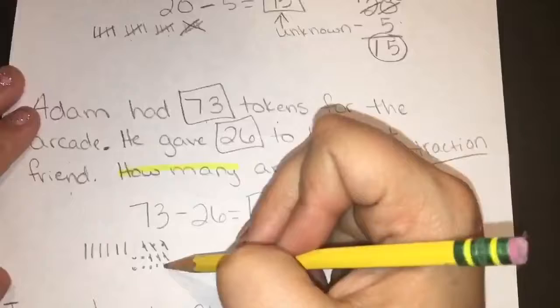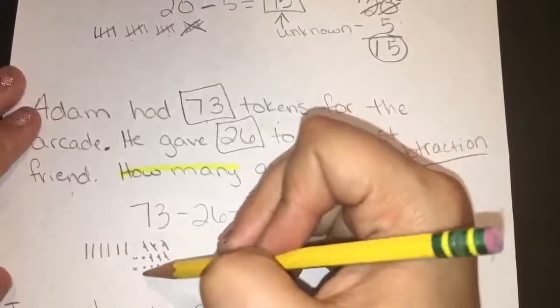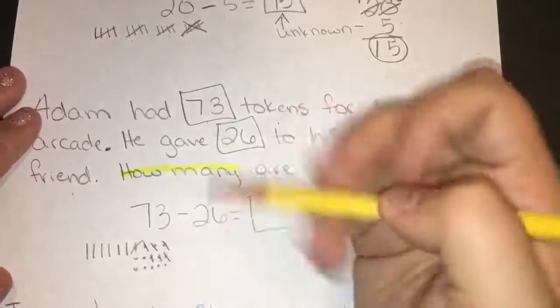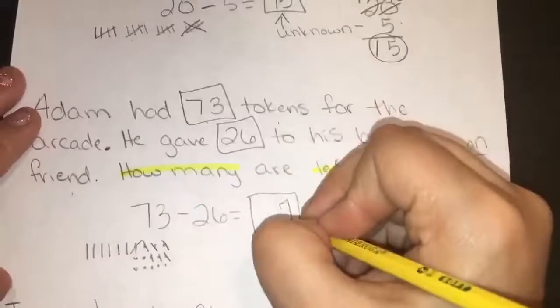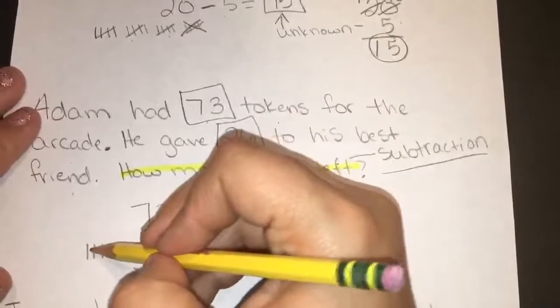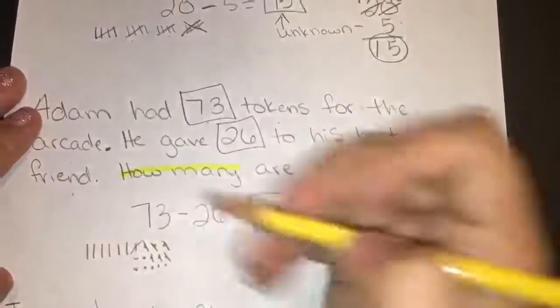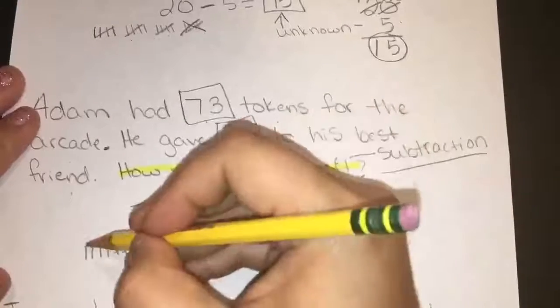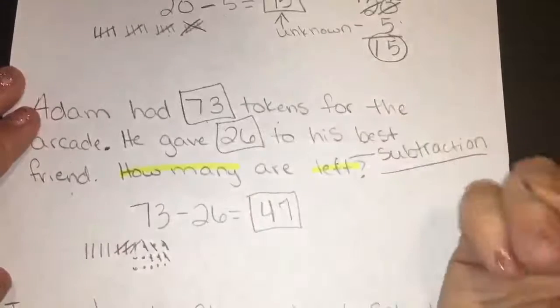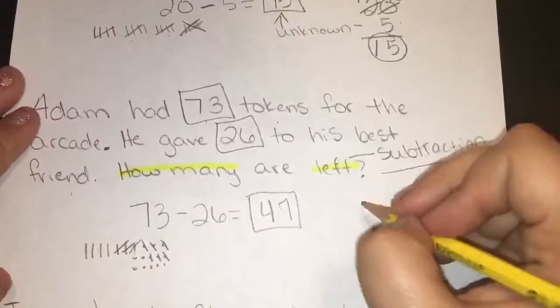Now we're left with 1, 2, 3, 4, 5, 6, 7. Just mark that out. So 7 will go here. And then we're left with 1, 2, 3, take away 2 10s. We're left with 1, 2, 3, 4 10s. So I get the answer of 47.